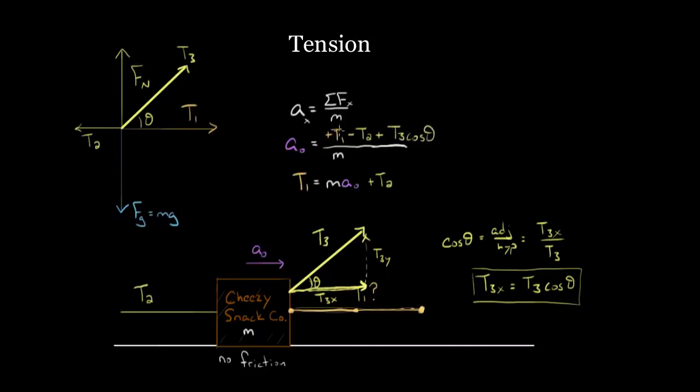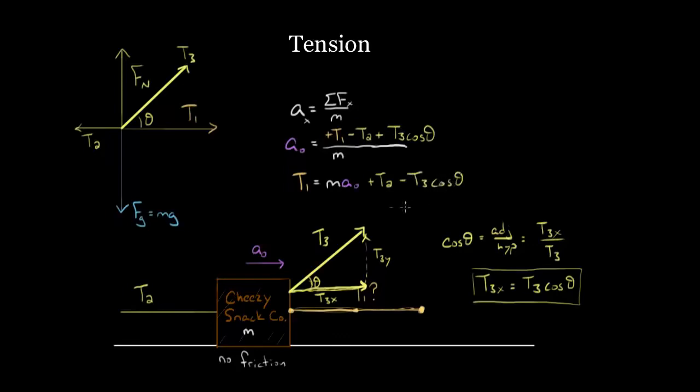And again, the way I'd solve for T1 is I'd multiply both sides by m. So I'd get ma naught, and then I'd add T2 to both sides, and then I'd have to subtract T3 cosine theta from both sides in order to solve for this algebraically.